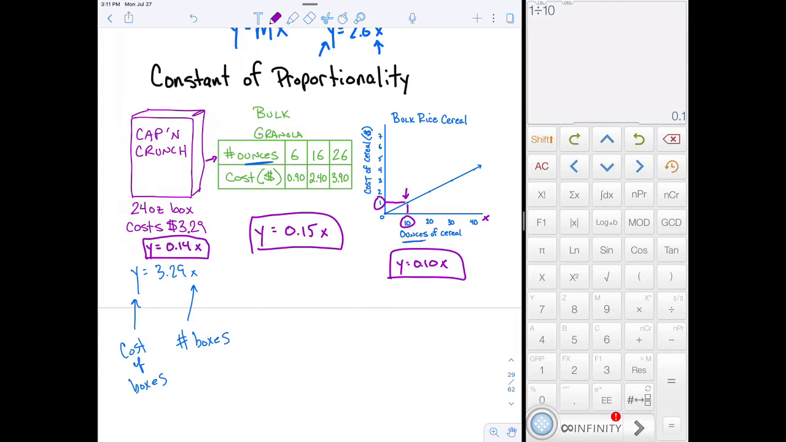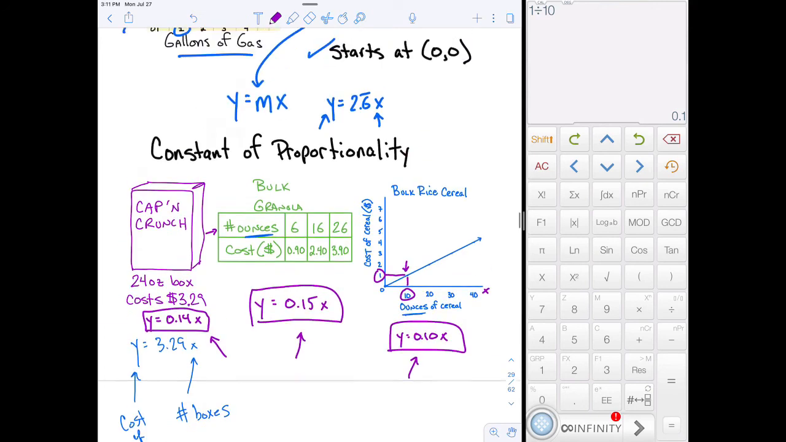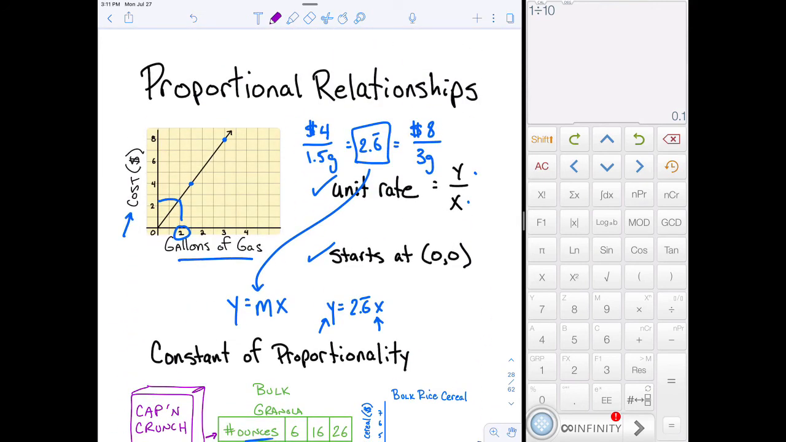So if I were ordering them from smallest value to greatest value, this is the least expensive at 10 cents per ounce. Captain Crunch is 14 cents an ounce, and the granola is 15 cents an ounce. And remember, one more time, 2 things for constant of proportionality: always divide y by x, and always make sure they go through 0, 0.